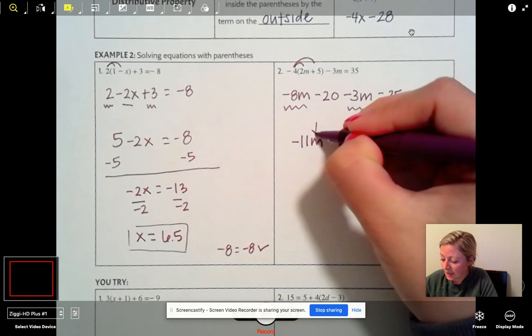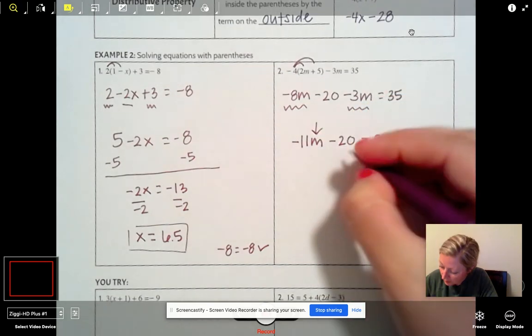So again, our goal is to get m alone. So first we've got to add over our 20.